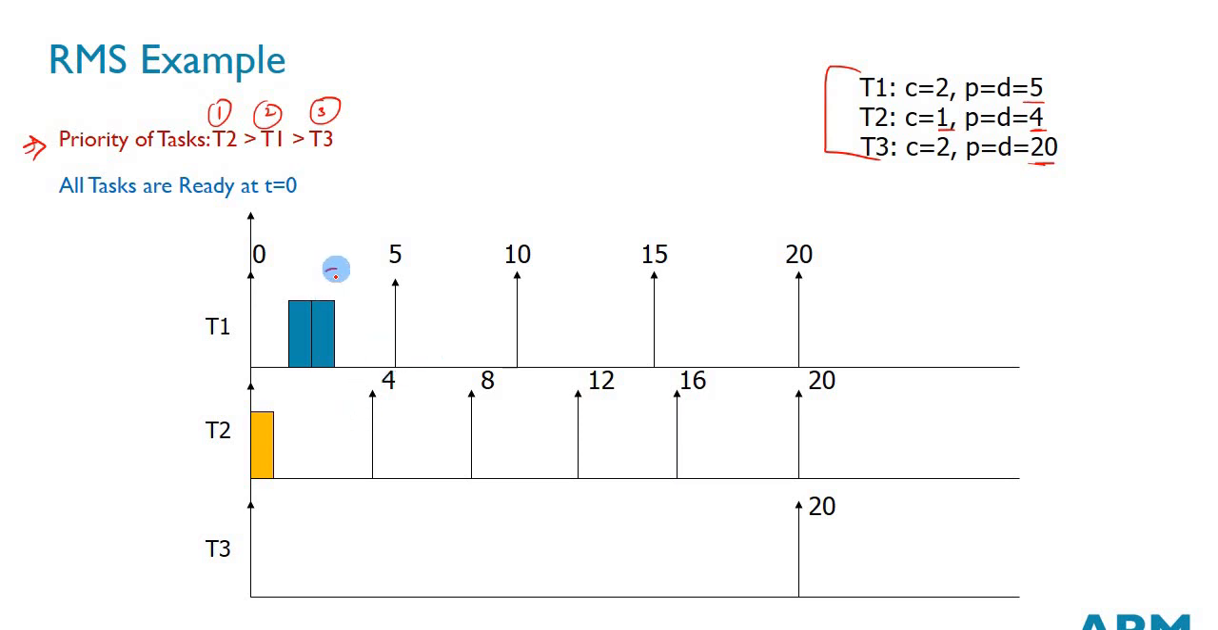So at this point of time, at time 3, what do you see? You see that task 1 also doesn't need the processor, task 2 also doesn't need the processor. So what happens is you have some time for task 3. So task 3 gets to run.